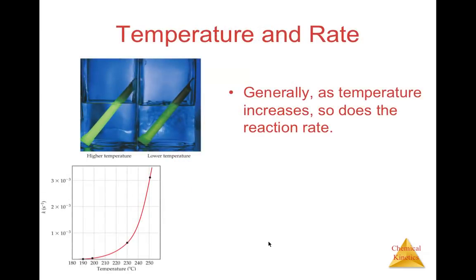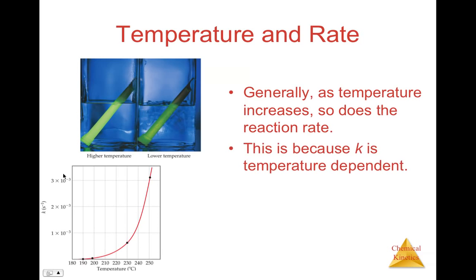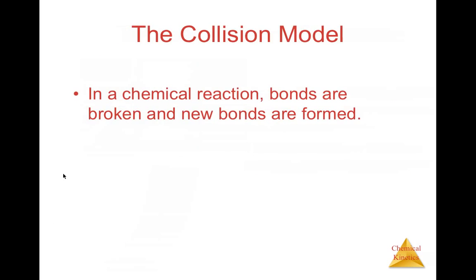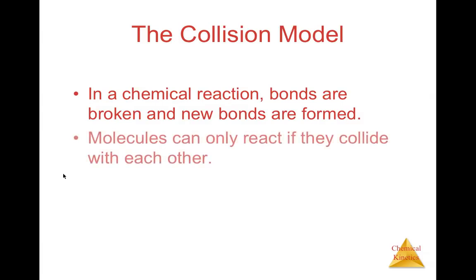Moving along now to a second factor that affects the reaction rate, and that's temperature. Generally, as temperature increases, so does the reaction rate. You can see it graphically right here. Temperature goes up, reaction rate constant also skyrockets. This is because K is temperature dependent. In a chemical reaction, bonds are broken and new bonds are formed. In the collision model, molecules must collide to react.